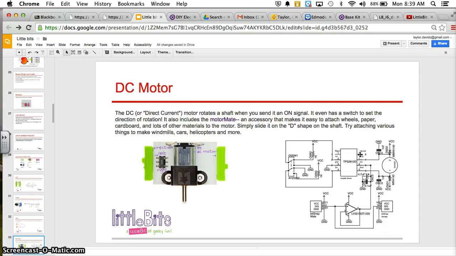This is your DC motor. A DC motor, direct current motor, rotates a shaft when you send it the on signal. It even has a switch to set the direction of the rotation, left and right here, which basically changes the polarity. Polarity refers to the positive and negative flow of energy. It also has this D-shaped shaft, which allows you to attach things to it, which is pretty cool. And once again, you have the schematic for it.